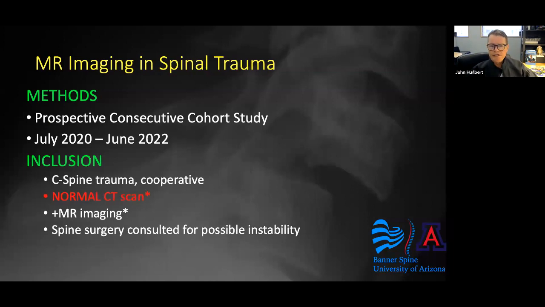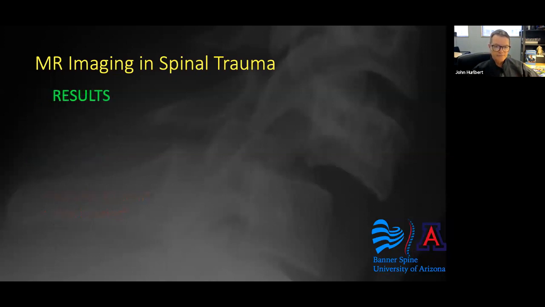Now, a normal CT scan was not always normal by the radiologists. They usually interpret degenerative changes and can misinterpret them. So normal meant normal to the spine service. The CT scan looked normal to us. Positive MRI imaging was determined by the radiologist, not by the spine service. So that was the inclusion criteria.